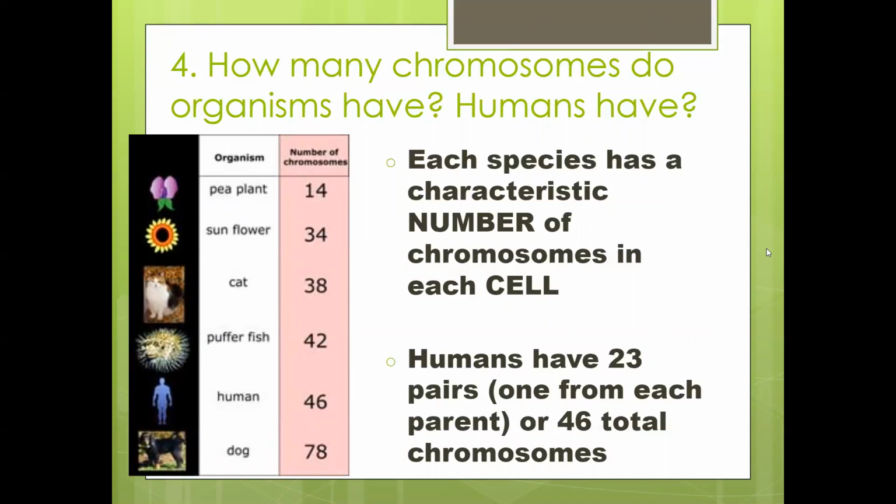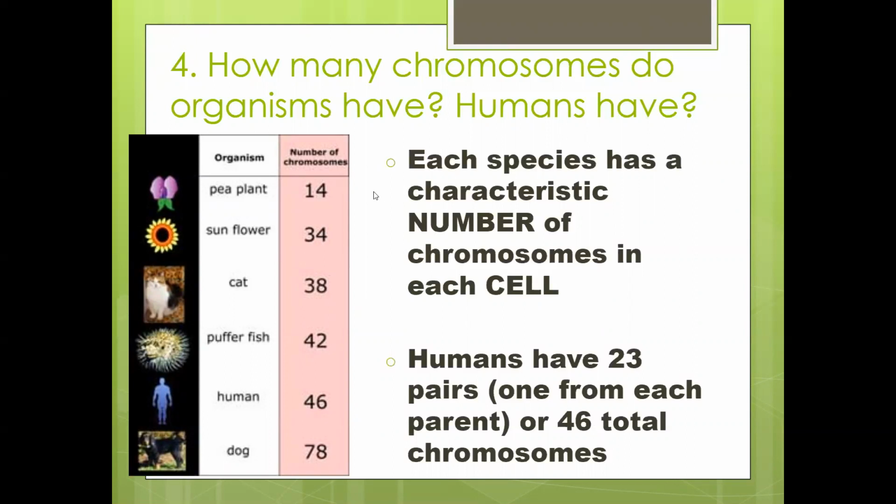So each species on planet Earth has a different number of chromosomes. We, as humans, have 23 pairs or 46 total chromosomes. And we say 23 pairs because we have 23 different chromosomes, but we have two copies of each one. So for chromosome 1, we have one chromosome 1 that we inherited from our mom and one chromosome 1 that we inherited from our dad, etc., etc., etc.